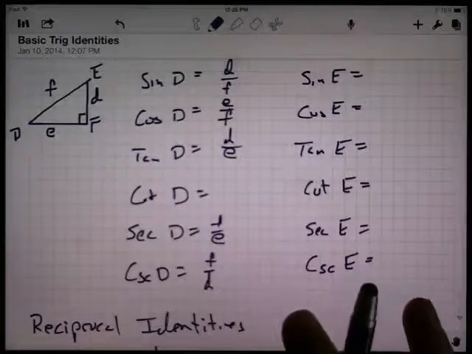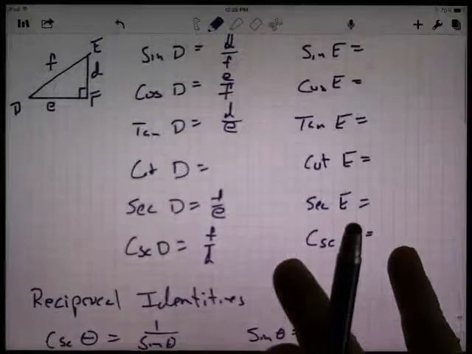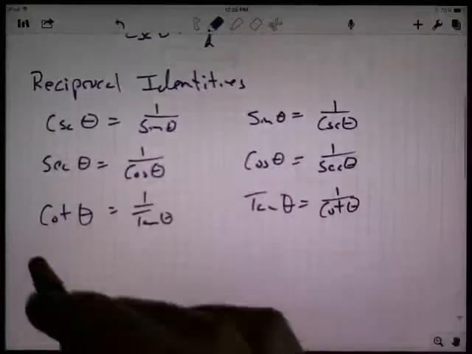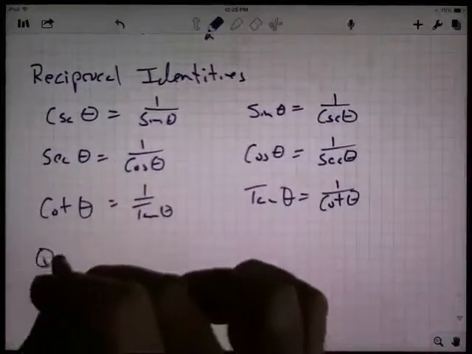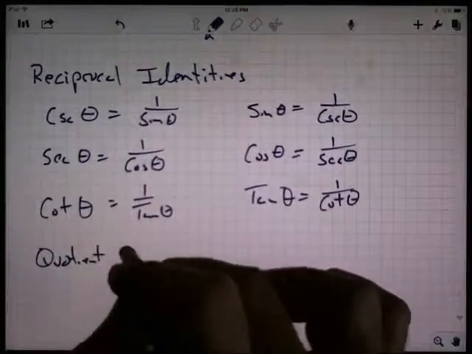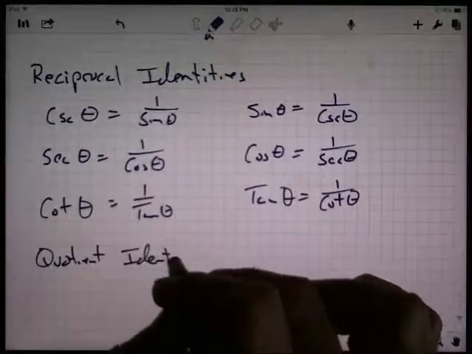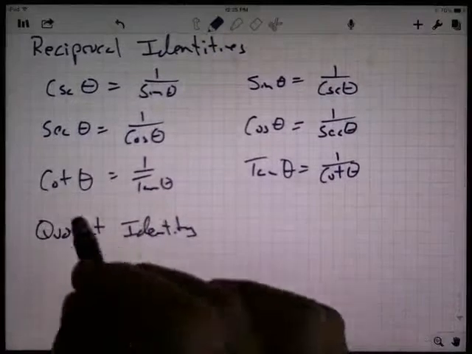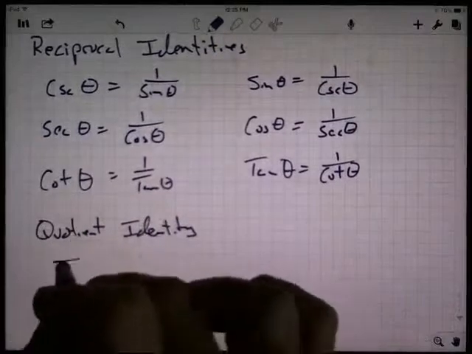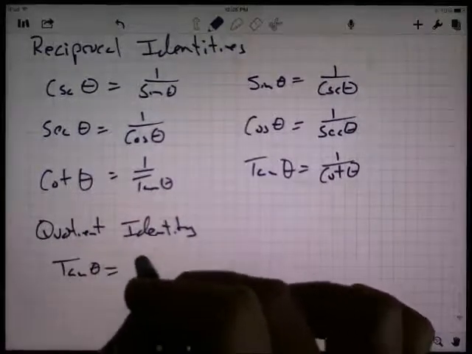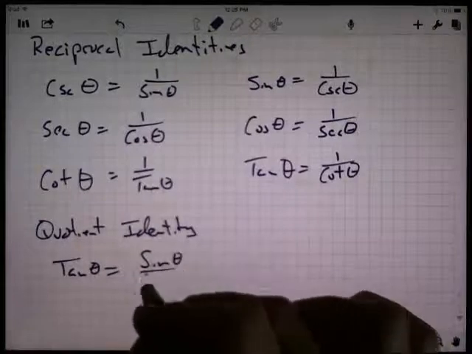Not immediately obvious, but let me just point out that this is called a quotient identity now. A quotient identity. And that the tangent of theta is the sine of theta divided by the cosine of theta.